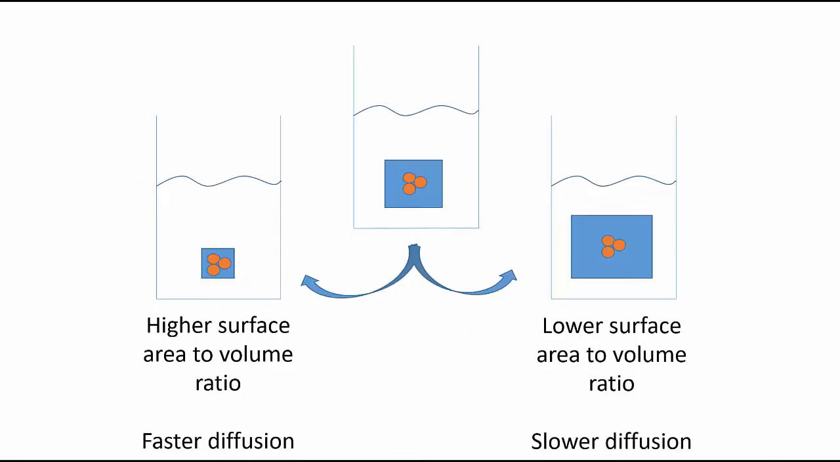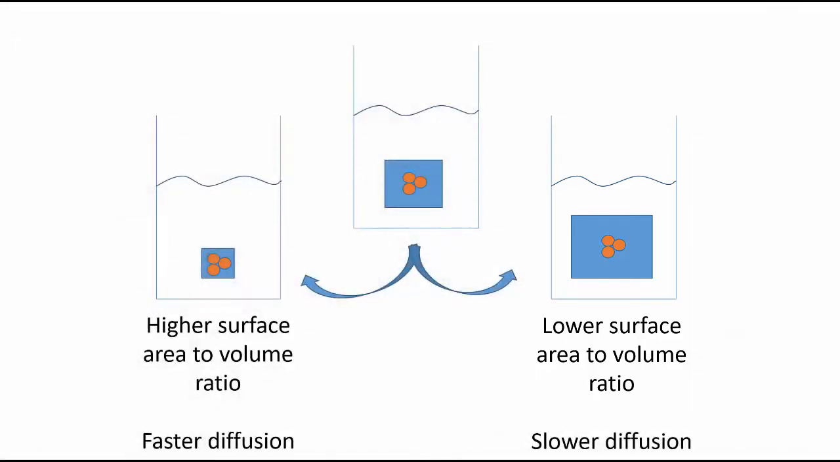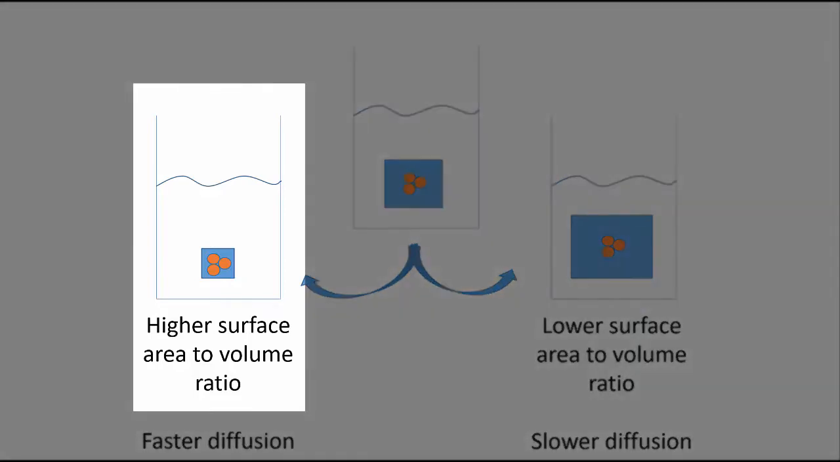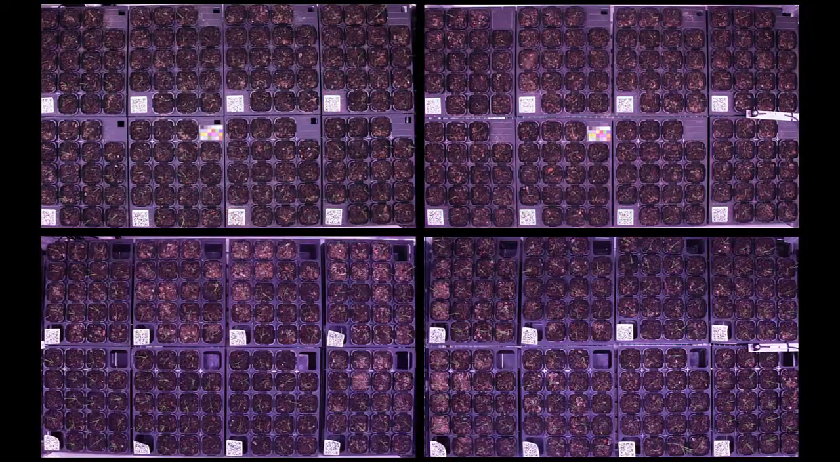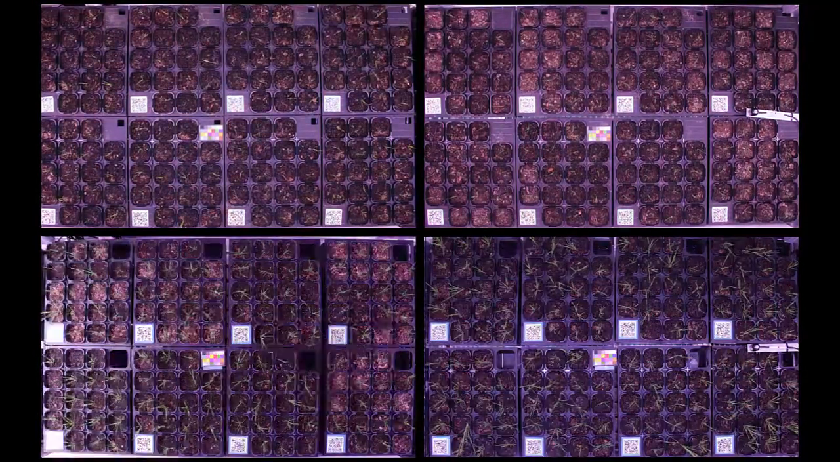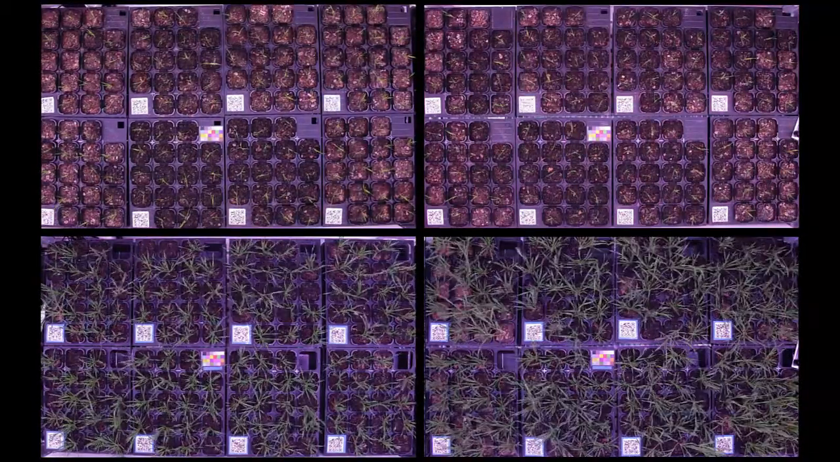The surface area to volume ratio of the cell influences the movement of molecules. For example, when there is more cell volume and less surface area, diffusion takes longer, and diffusion happens faster when there is more surface area relative to volume. One example of diffusion that is of great significance to life on Earth is the diffusion of carbon dioxide from the air through plant leaves.